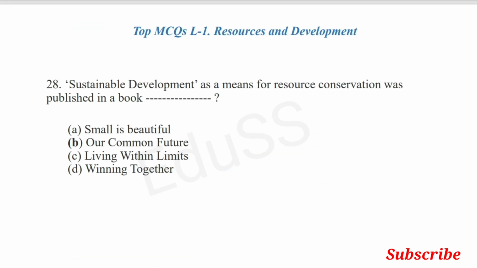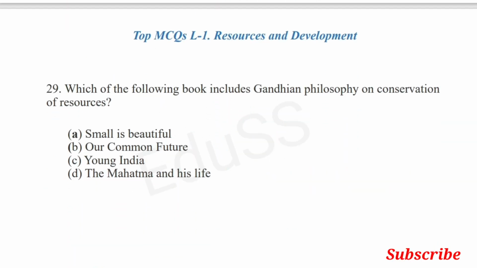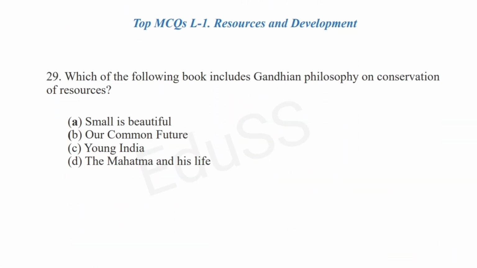Next. Sustainable development as a means for resource conservation was published in a book. The concept of sustainable development was published in the book Our Common Future. Next. Which of the following books includes Gandhian philosophy on conservation of resources? The correct option is Small is Beautiful.